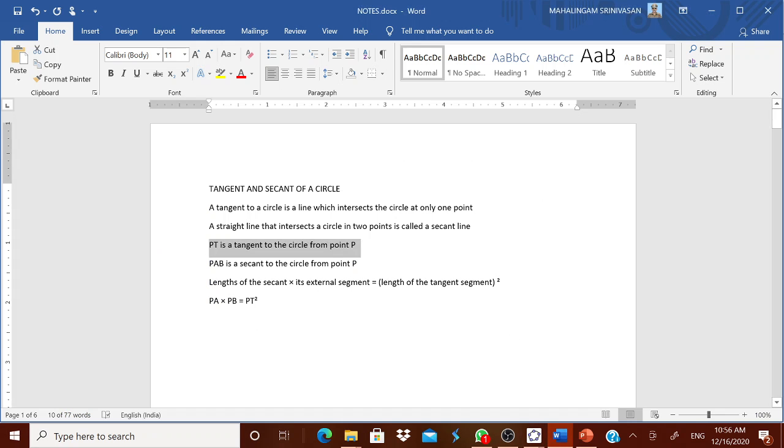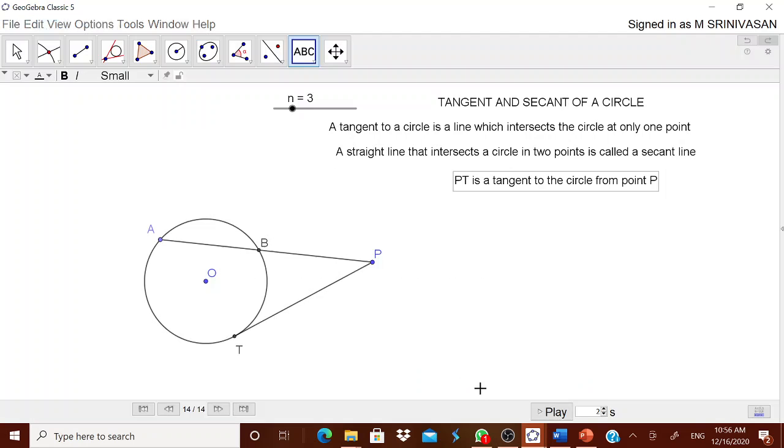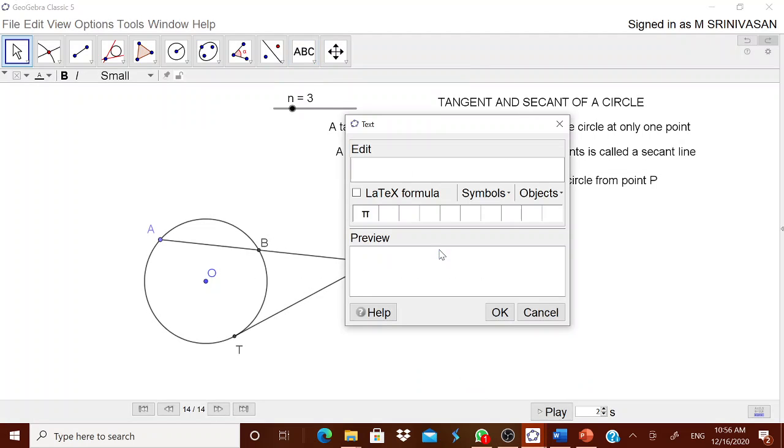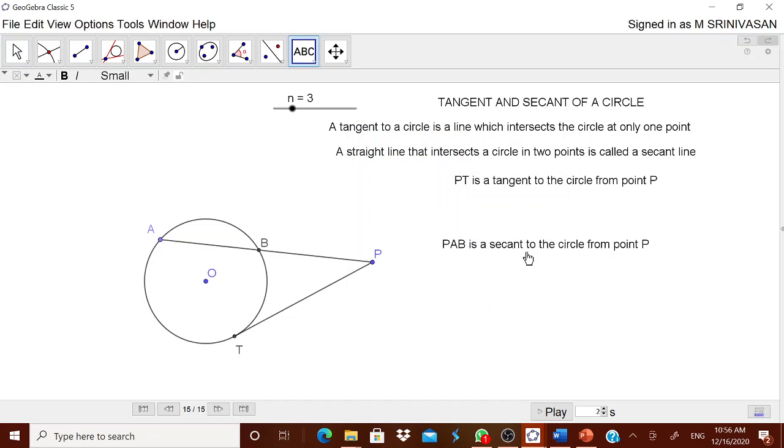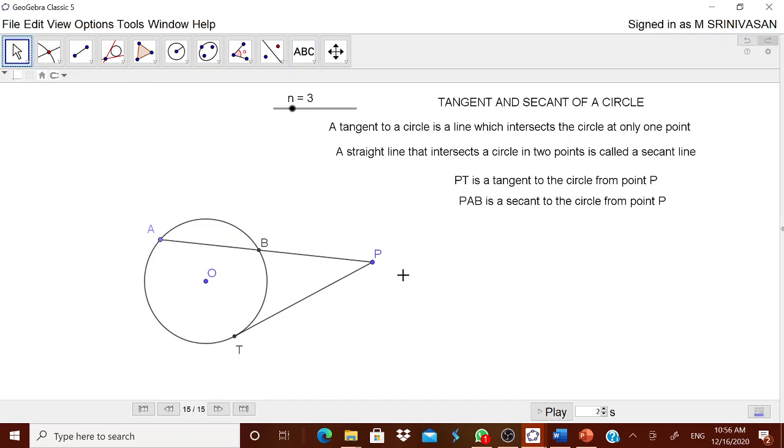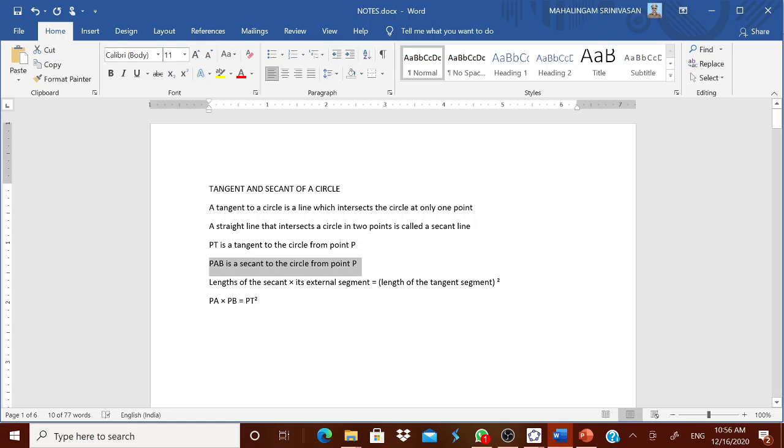Now again you can go for the next statement about the secant, and you can ask the children why it is called a secant. Therefore it is a secant because it touches at 2 points. Now you can go for the connection between them. There is a connection between them, PA into PB. That can be explained in this statement to the children.